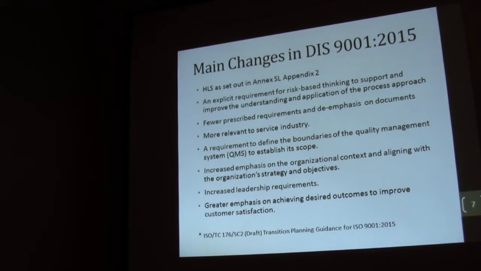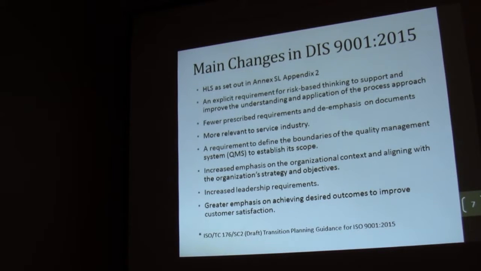And there's also increased emphasis on organizational context and aligning the organization with the strategy and objectives of the organization itself. So what they're wanting to have happen, instead of it being, here's our quality management system, and here's where we go do business, they're saying no more. They're saying you combine them. You introduce your quality management system objectives with the strategy and objectives of the organization.